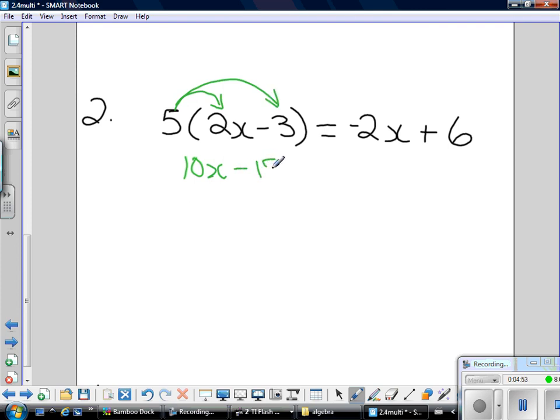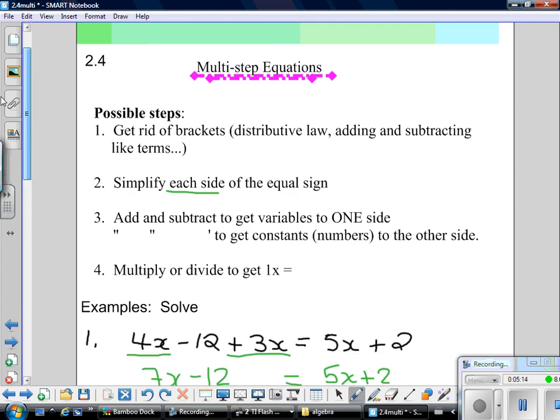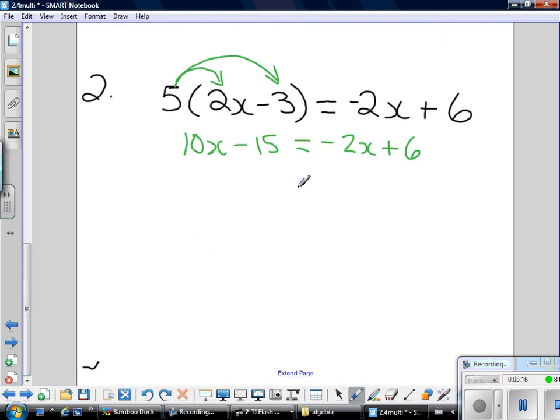The other side I have no brackets, so I'm just going to recopy it down. Notice for the most part between my lines, I'm pretty well keeping my equal sign almost directly below the other side. Sorry, I got rid of that. Okay, so again, I'm at the third step. Get all my variables to one side.